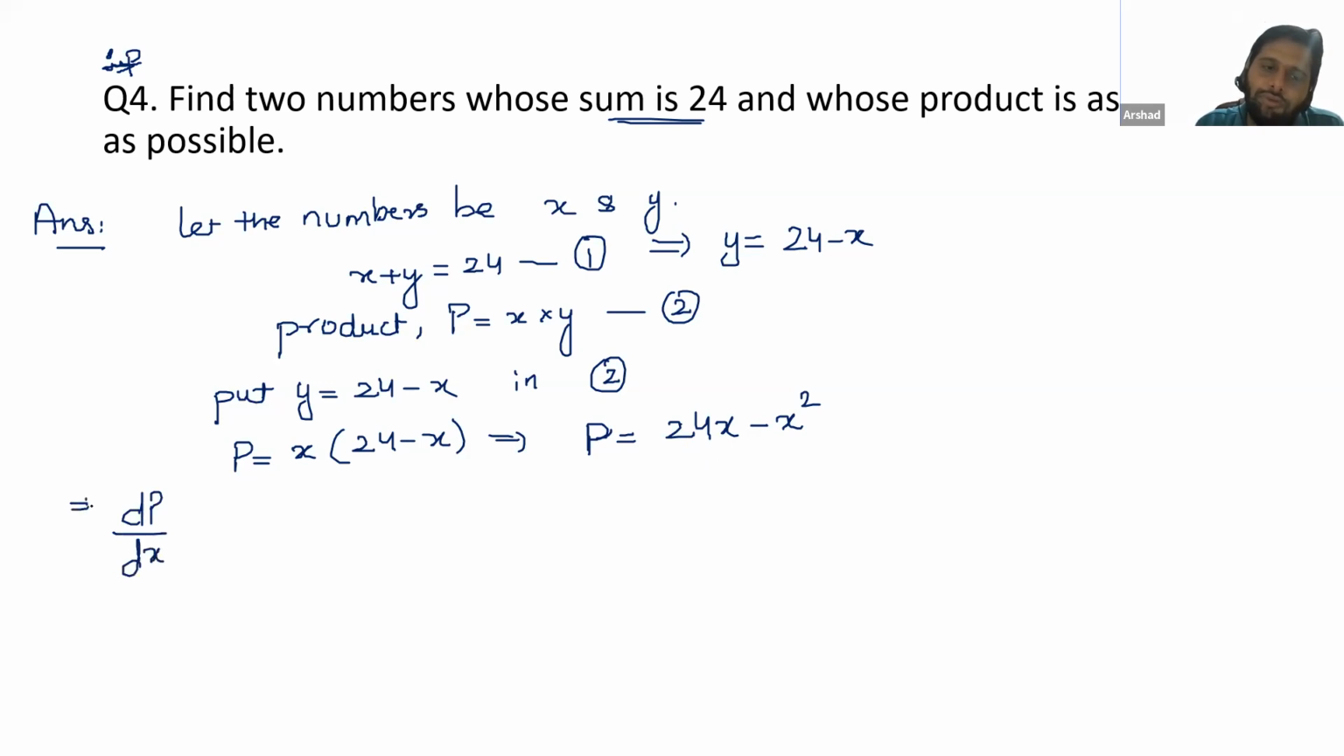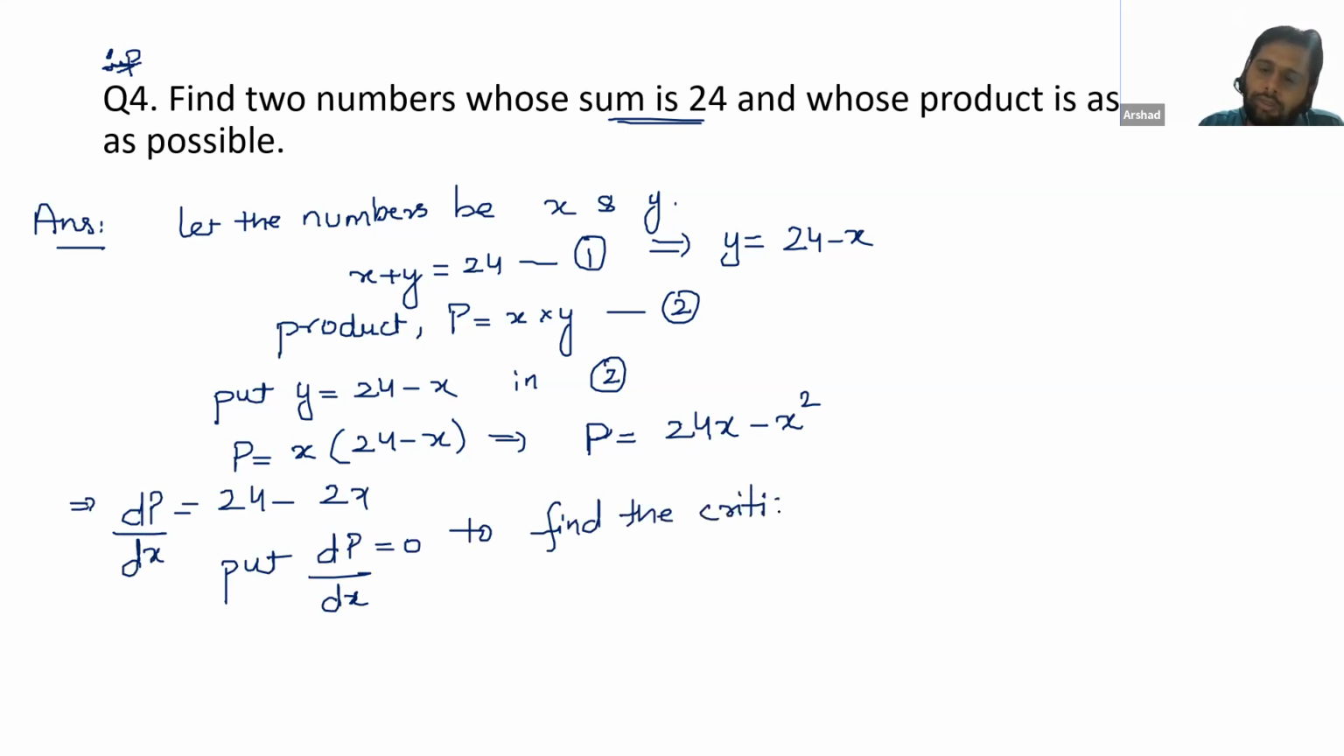So we will differentiate with respect to x. So we will get 24 minus 2x. Now put dp by dx is equal to 0, to find the critical points. Okay. Now what you will get here? So you will get 24 minus 2x. Very good, Zad. That is correct. Okay. So you can say 2x is equal to 12.